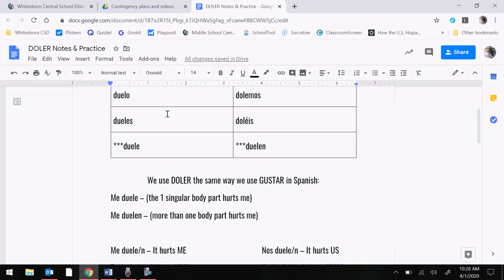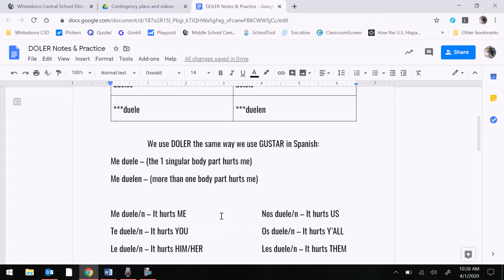The only reason I'm showing you all the conjugations is because you need to know these bottom two. That's why they have all the asterisks around them. We use doler the same way we use gustar in Spanish. So me duele is when one singular body part hurts you, like if your back hurts. And me duelen is if, for example, you stub a couple toes and they hurt really bad, you're going to say me duelen los pies.